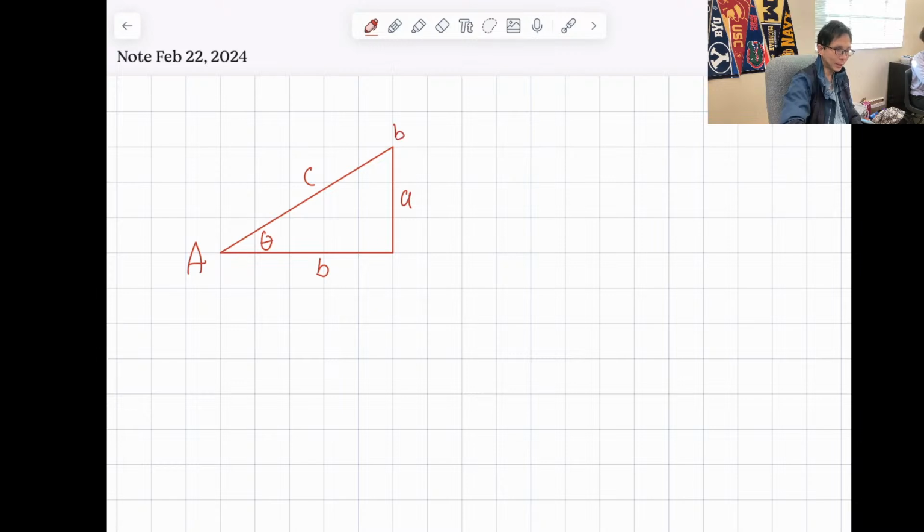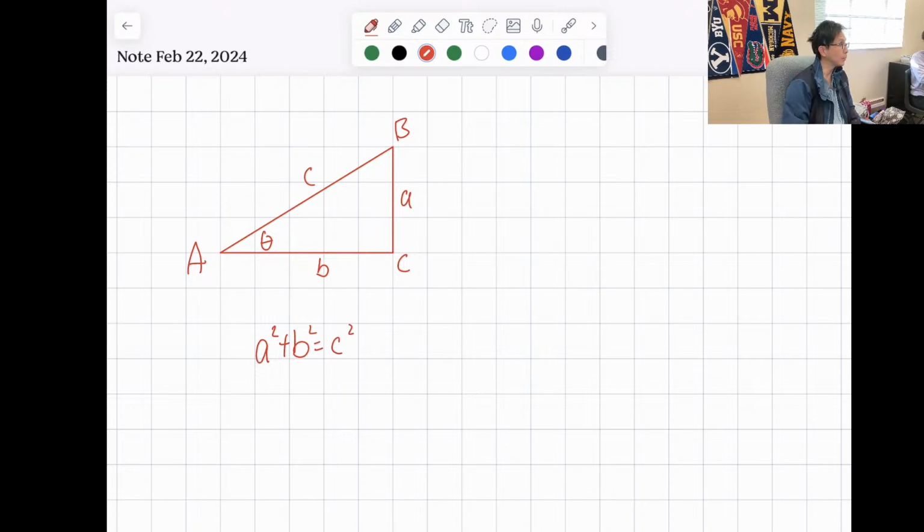B, sorry, this is B, right? And this is C. Is that okay? So we know Pythagorean identities: A squared plus B squared is equal to C squared. We know this. What else do we know?